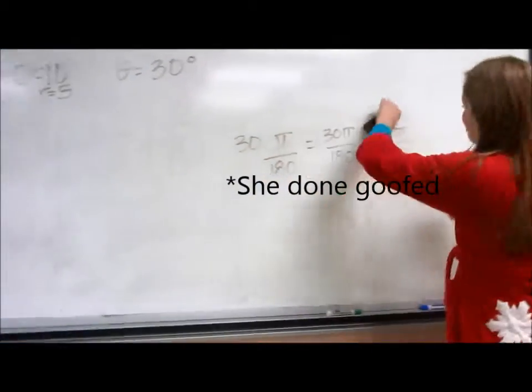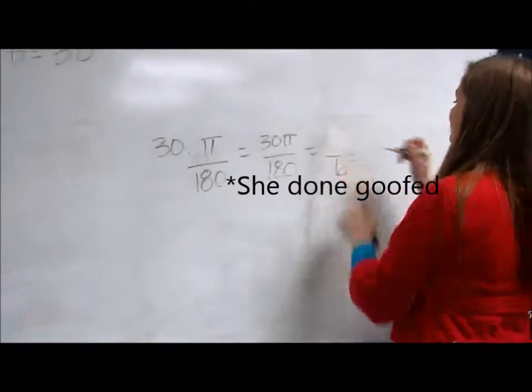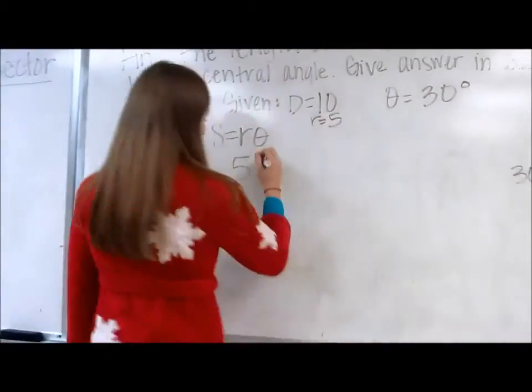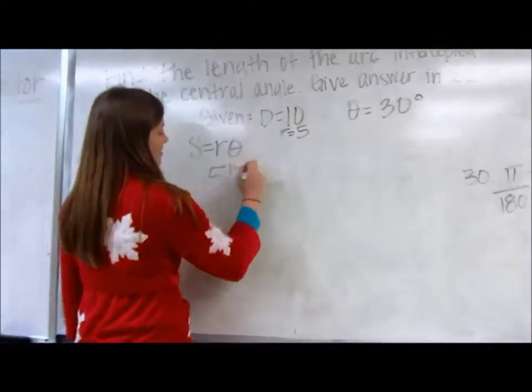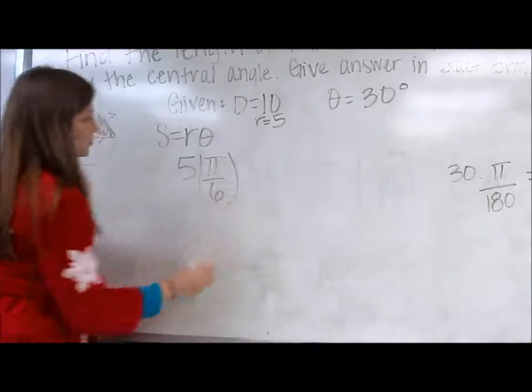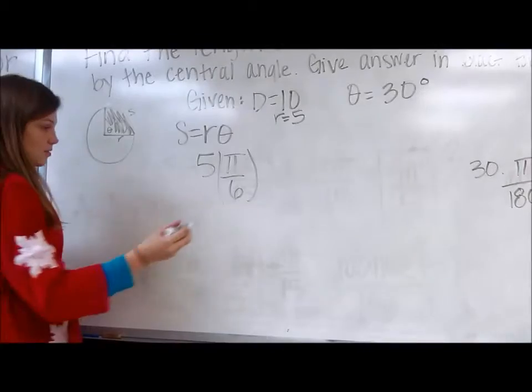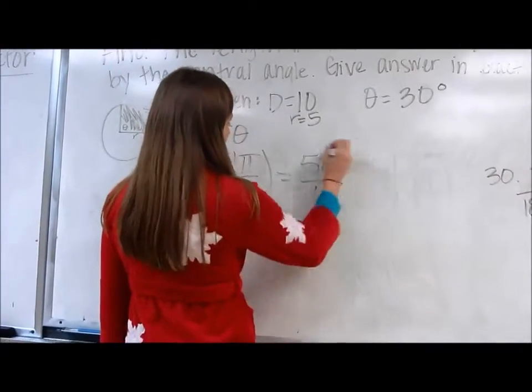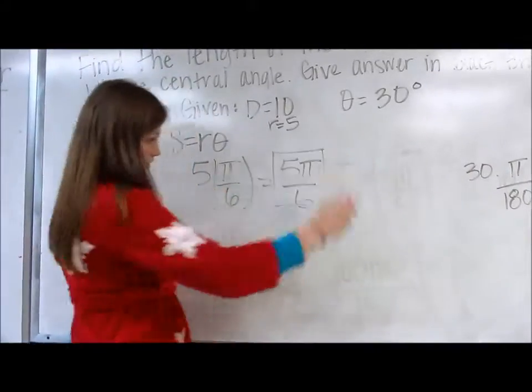Pi over 6, I looked at the wrong name. Pi over 6. Okay. Plug that into your theta. Top times top, bottom times bottom. 5 pi over 6 is your answer for arc length.